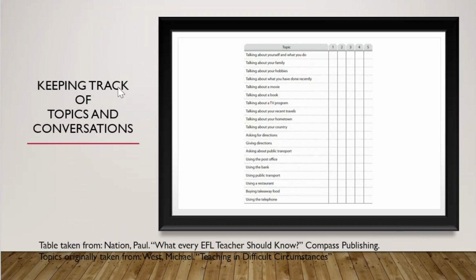Now, this is just to give you an idea of how to keep track of different conversations you've had. These topics, by the way, I took this chart from What Every EFL Teacher Should Know. This is a very good book. If you're a language teacher, in my humble opinion, this is one of the most important books for any language teacher to read. And if you teach other languages, then the EFL part doesn't matter too much.